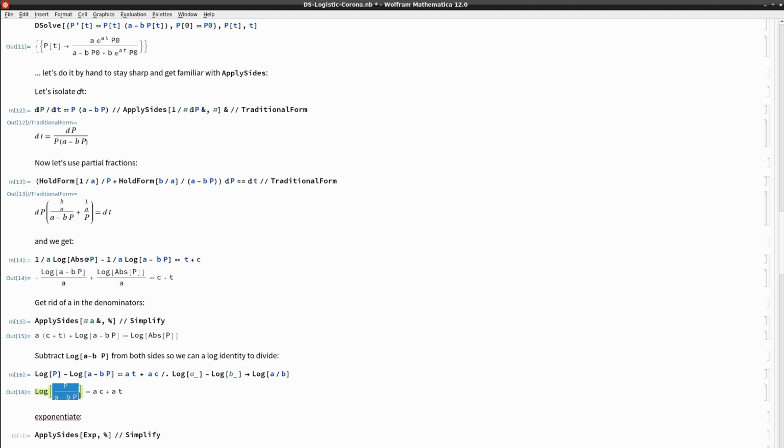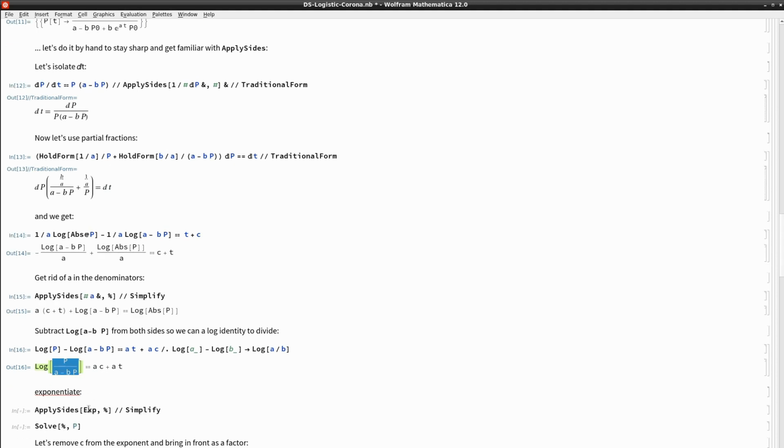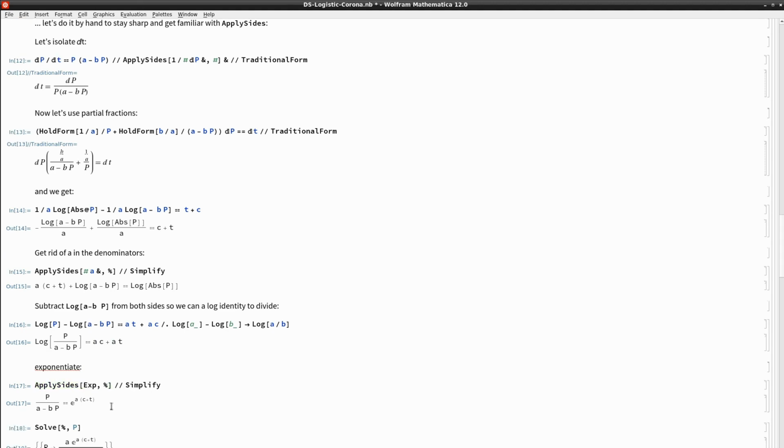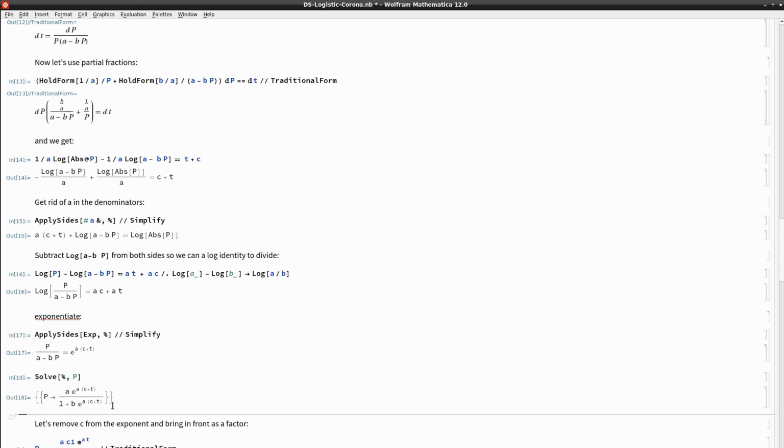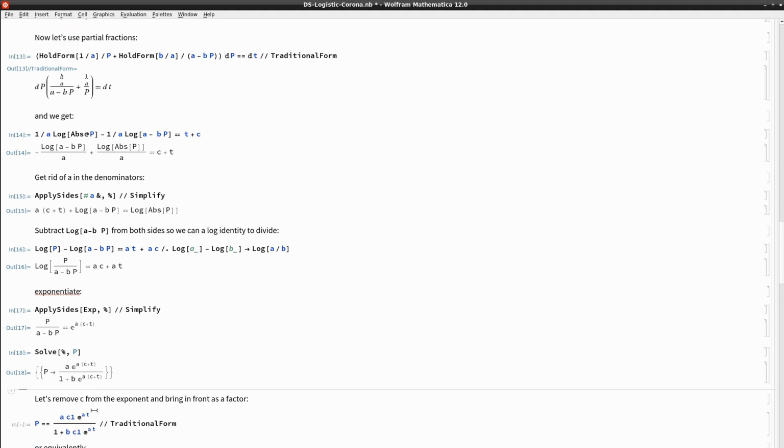So now we want to get rid of the log, so we exponentiate, and we also do that with ApplySides simply by saying apply the exponential function to both sides and we simplify. But that means now we can solve for P, and here we have pretty much the equation already. So as a next step, I want to remove C from the exponent.